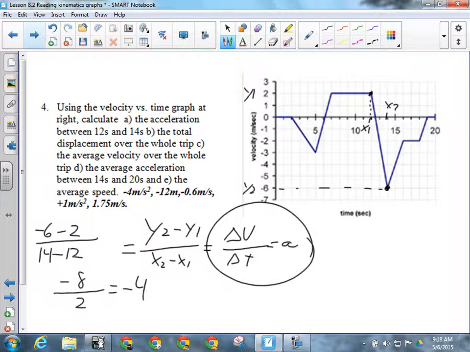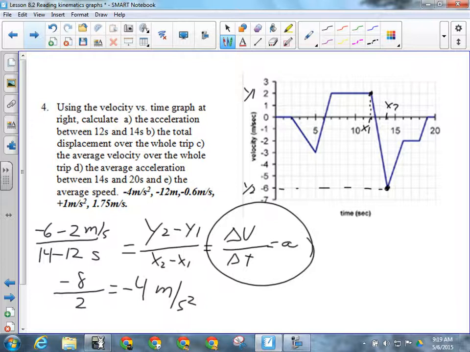-4, and this was in meters per second, and this was in seconds, so my units will be meters per second per second, which we often write as meters per second squared, just because it takes less time and it's quicker to say. Everyone follow me there? All I did was find the slope of that line. We can all find the slope of a line. What we have to do now is remember when we need to do that.